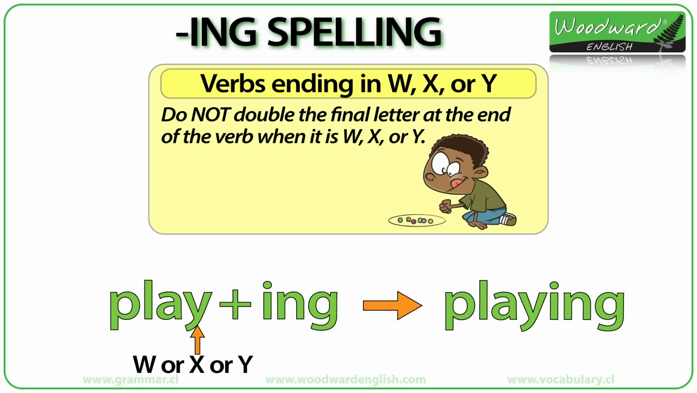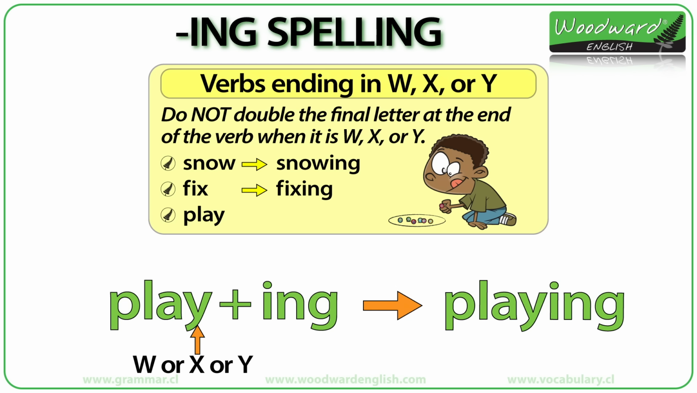So play becomes playing. We do not write two Y's. Let's see an example of verbs that end in W, X, or Y. Snow, fix, and play. Snow ends in a W, so we just add ing. Snow becomes snowing. Fix ends in an X, so we just add ing. Fix becomes fixing.